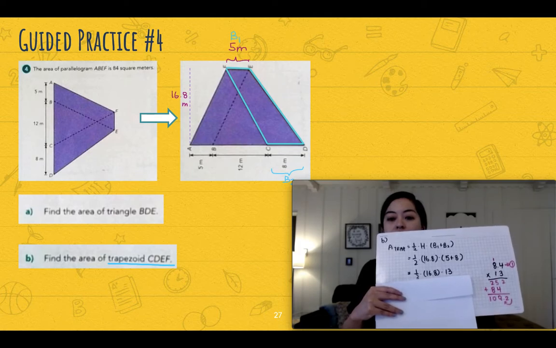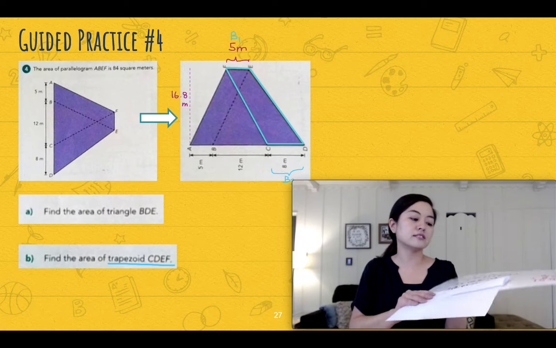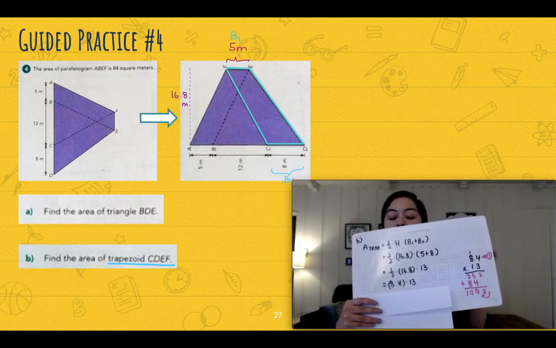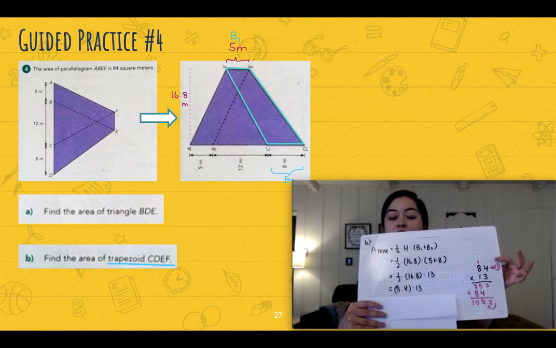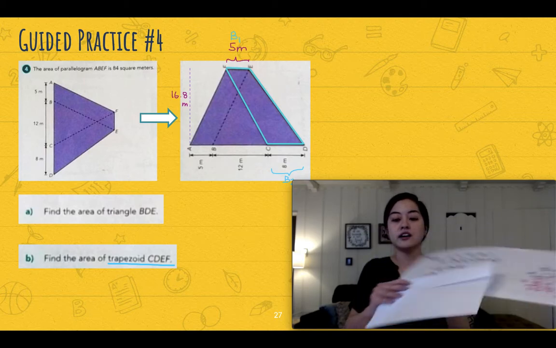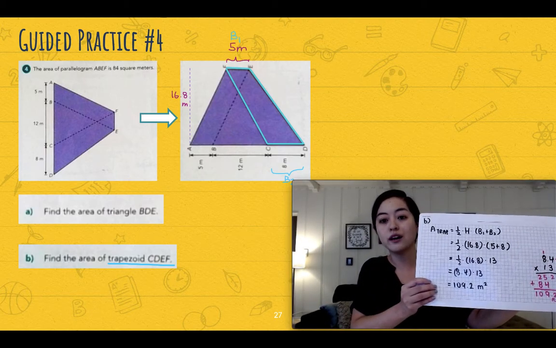All right. So the area of the trapezoid is 1/2 times height times B1 plus B2. And if I input the numbers, we have 1/2 times 16.8 times 5 plus 8. And 5 plus 8 is just 13, right? Simplifies to 13. Okay, and then half of 16.8 is 8.4. And if you want to see how I multiplied 8.4 by 13, please take a look over here in this area of the board. Okay, and that'll become 109.2 square meters.